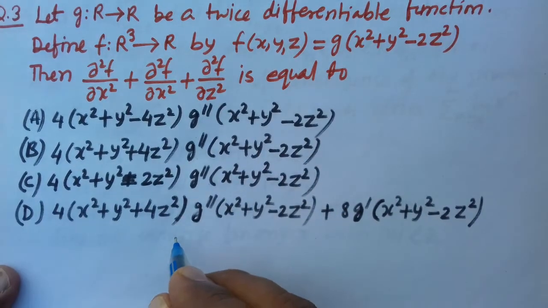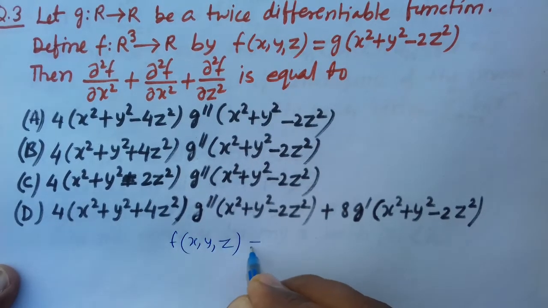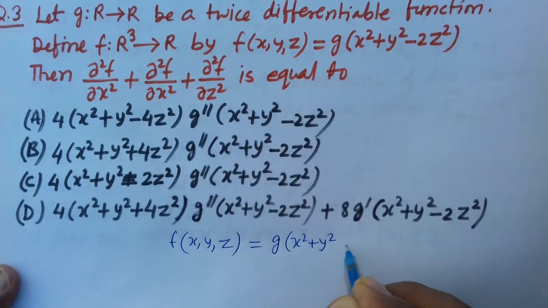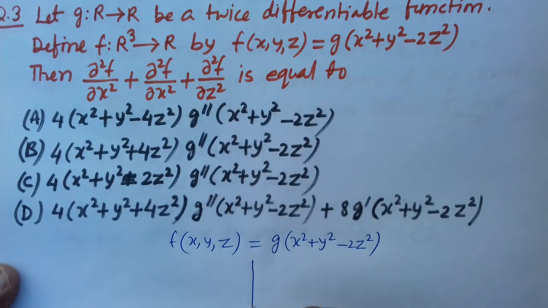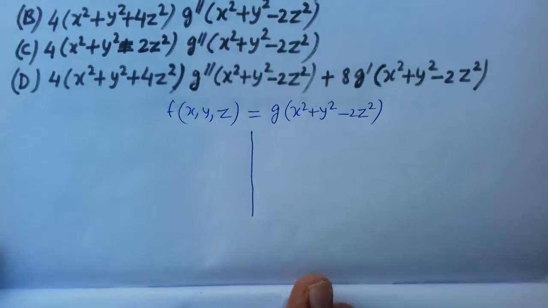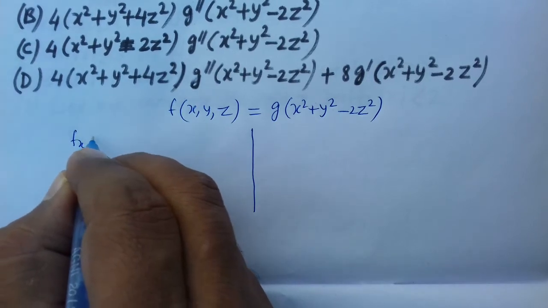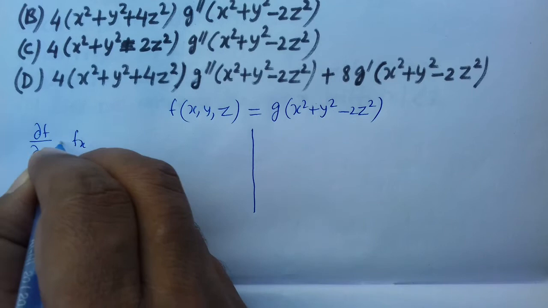Here f(x, y, z) is given to be g(x² + y² − 2z²). So let us find the derivative of f with respect to x first. This f_x means ∂f/∂x.